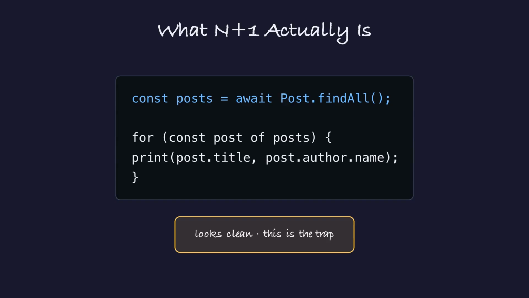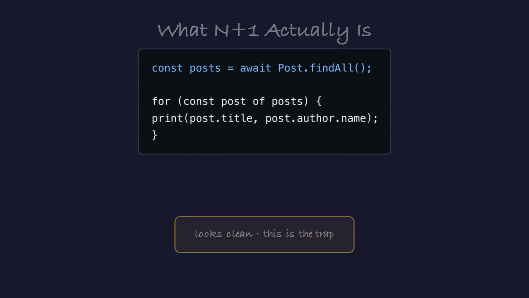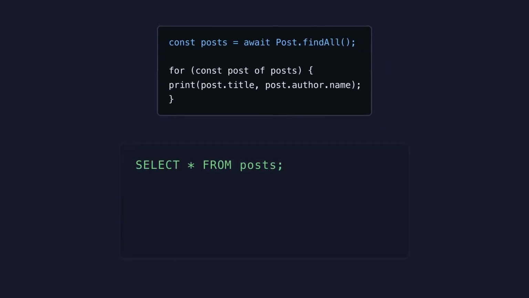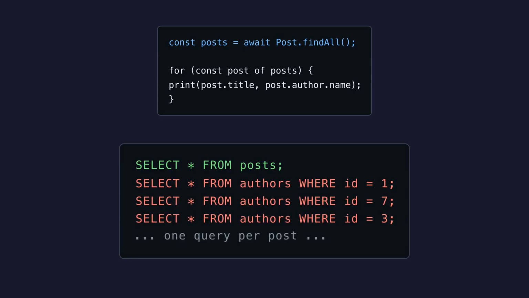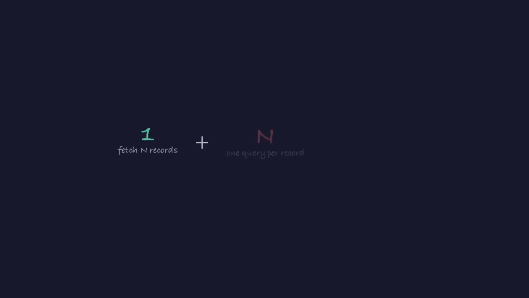This is the trap. Here's what the ORM actually runs. Query 1 fetches all the posts. Then, for every single post, a separate query to fetch its author. 100 posts becomes 101 queries. 1,000 posts, 1,001. One query to fetch N records, then N more, one per record. N+1 total, that's the name.